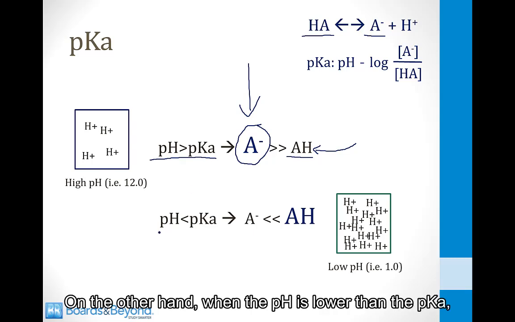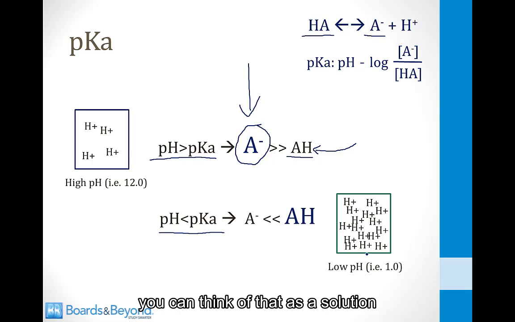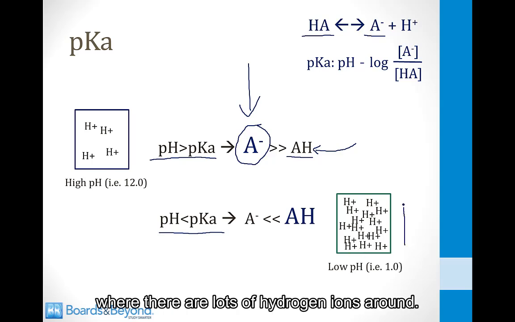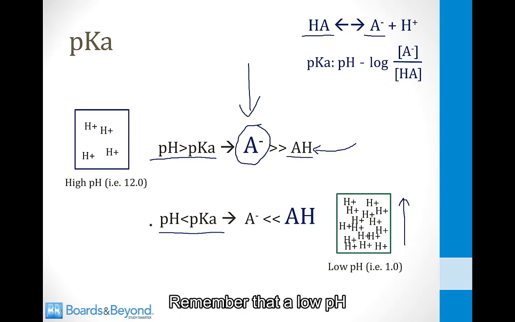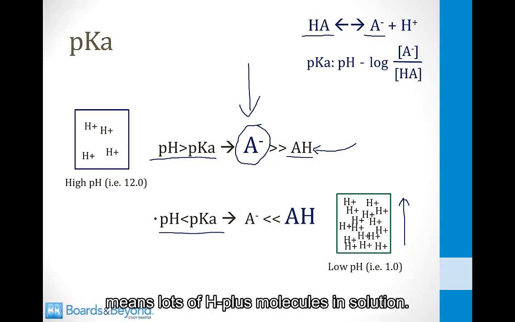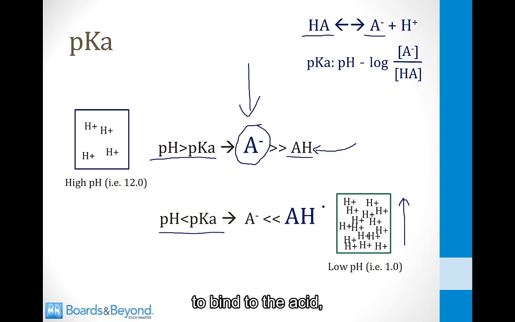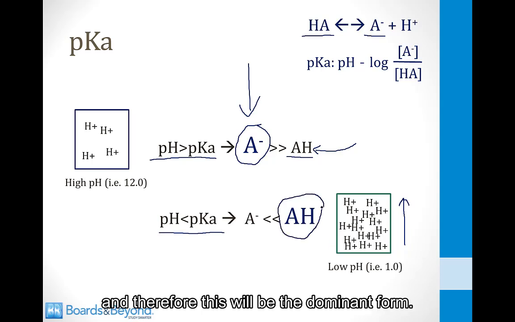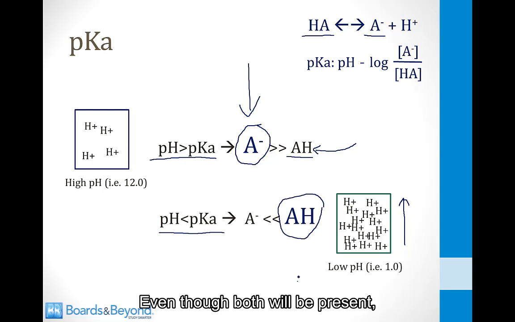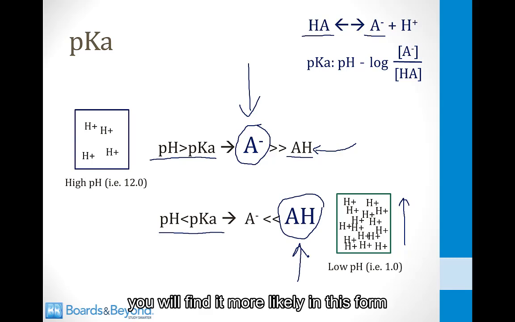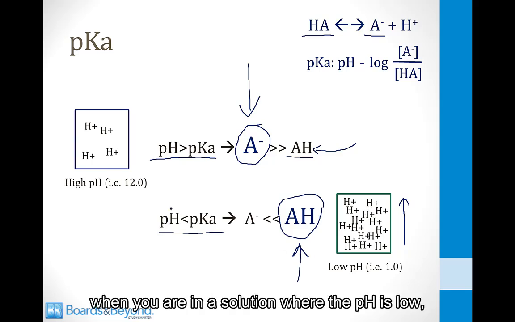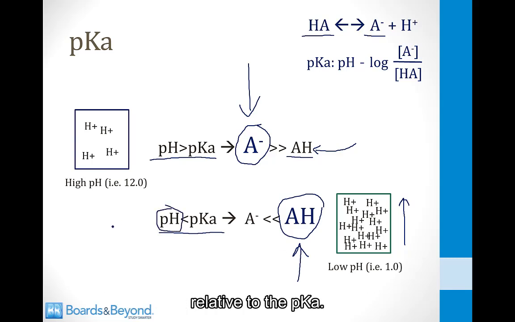On the other hand, when the pH is lower than the pKa, you can think of that as a solution where there are lots of hydrogen ions around. Remember that a low pH means lots of H plus molecules in solution. Therefore, there are lots of molecules around to bind to the acid, and therefore this will be the dominant form. Even though both will be present, you will find it more likely in this form when you are in a solution where the pH is low relative to the pKa.